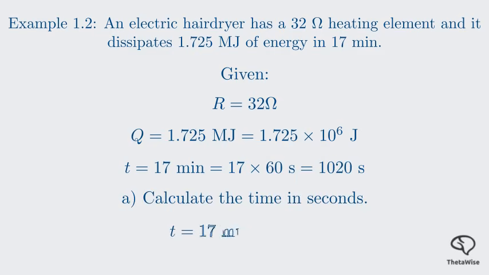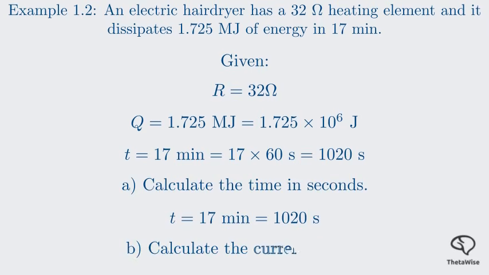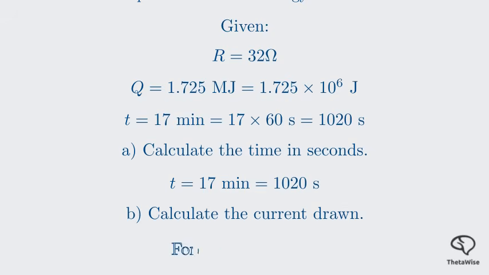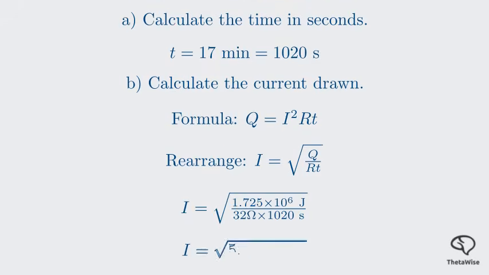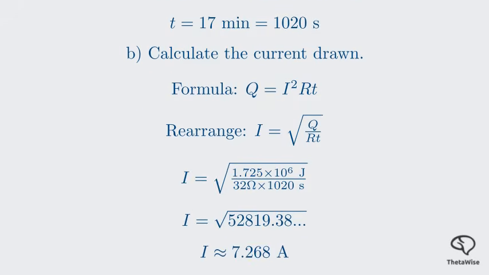Part A is to calculate the time in seconds. We've already done this. 17 times 60 is 1020 seconds. Part B is to calculate the current drawn. We have energy, resistance, and time. This points us to Joule's law. Q equals I squared RT. Rearranging to solve for I, we get I equals the square root of Q over RT. Substituting the values, we calculate the current to be approximately 7.272 amperes. This is a lot of current, typical for a powerful heating appliance like a hairdryer.